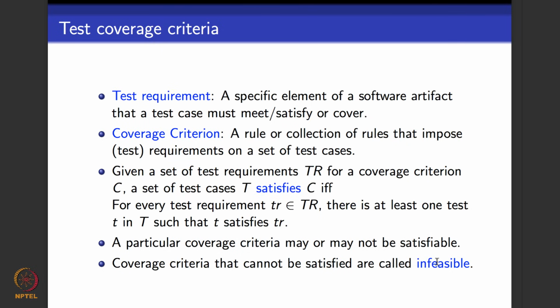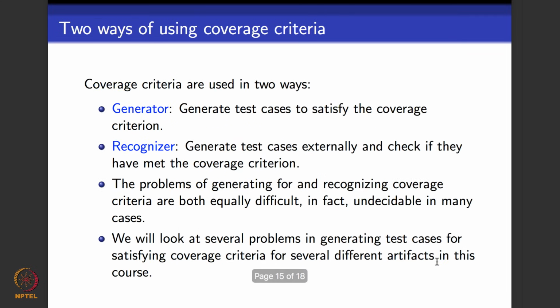So it is an undecidable problem to check for an arbitrary coverage criterion whether it is feasible or not. What we will see is several heuristics or techniques that will let you decide implicitly whether a particular coverage criteria is feasible or not, and if it is feasible, to be able to design test cases that will satisfy the coverage criteria. So how do we design test cases that satisfy the coverage criteria?